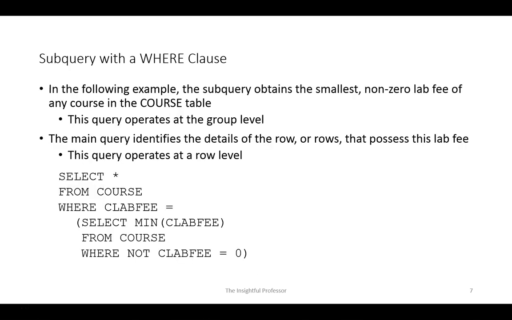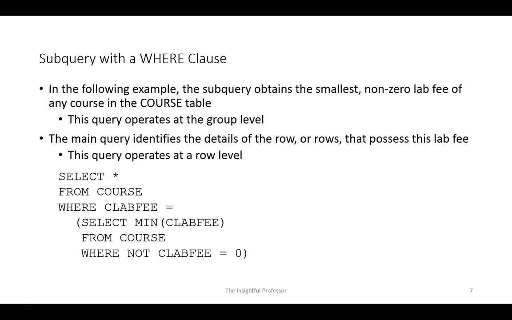So we've seen one in action. We've talked about some of the characteristics. Let's take it a step further. In this subquery, what we're going to do is obtain the smallest lab fee that is not equal to 0. So the smallest non-zero lab fee for any course found in the course table. So the query operates then effectively at a group or aggregate level by invoking an aggregate function, min lab fee. So we're getting information which is characteristic of a group. Select min lab fee from course where not lab fee equal to 0.